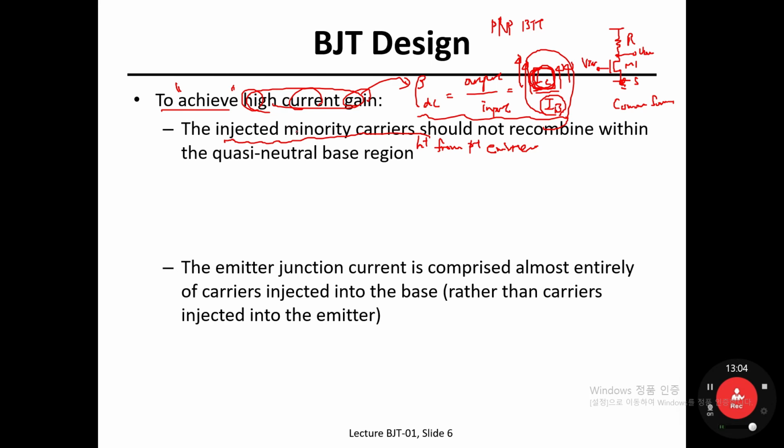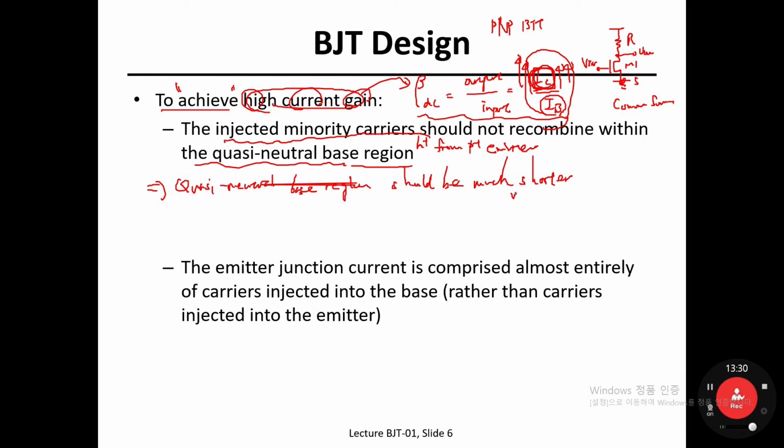So here, injected minority carriers should not recombine within the quasi-neutral base region. For that purpose, the quasi-neutral base region should be much shorter or narrower than the minority carrier diffusion length in the base, right?